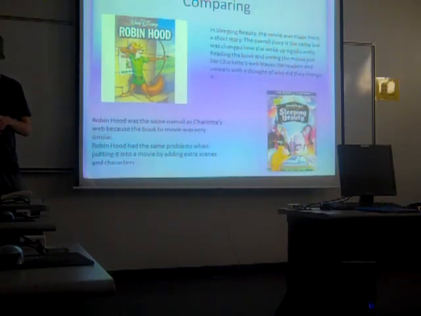In Sleeping Beauty, the movie was made from a short story. The overall story is the same, but changed significantly in how she woke up. Reading the book and seeing the movie, just like Charlotte's Web, led the reader and viewer to think, why did they change it? Charlotte was one of the biggest main characters, and in the movie they showed her as someone to be scared of by the other farm animals, but in the book it showed her as more of a mentor.